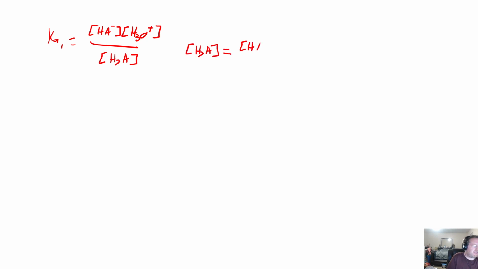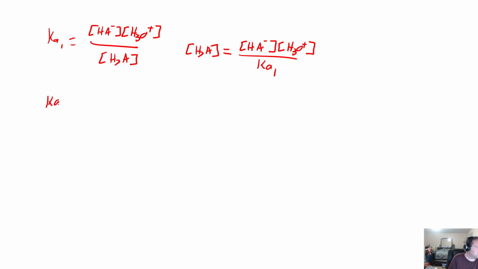So first, Ka1. Ka1 equals HA minus times H3O plus divided by H2A. Now, if I rearrange that to solve for H2A, I get that H2A equals HA minus times H3O plus divided by Ka1. As a reminder, we know Ka1, so that's a constant, and we know HA minus for this specific problem. So now I just have my variable H3O plus.